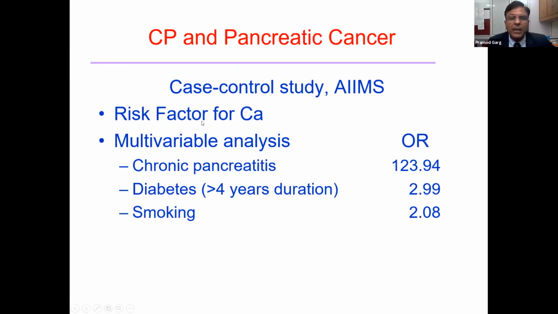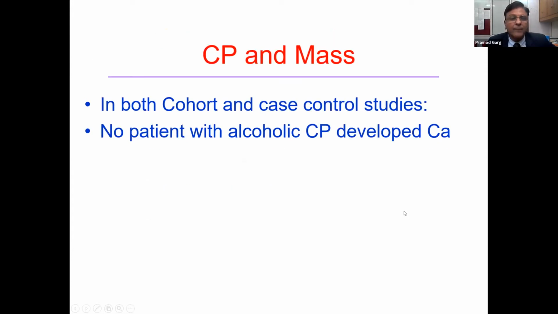And the risk factors for CA in this case control study were chronic pancreatitis with an OR of 123, diabetes of more than 4 years duration with the OR of 2.9, and smoking 2.08. So in both cohort and case control studies, none of the patients with alcoholic CP were found to have CA pancreas. Now, this is an important point to remember, and I'll tell you why.